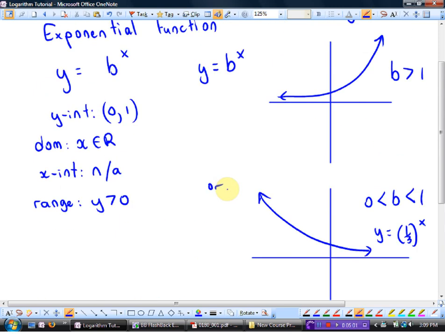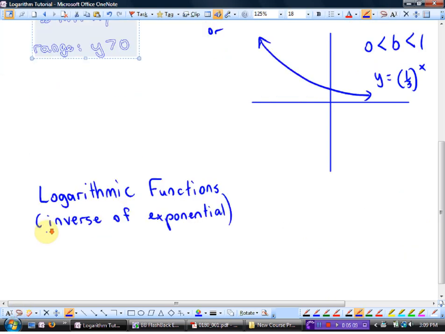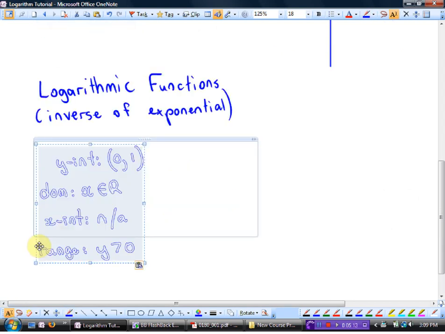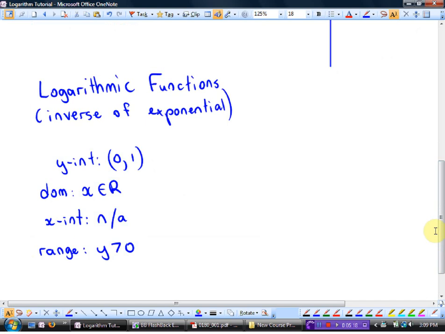Watch. Remember all the stuff that I wrote for the exponential? Copy. Paste. Now that's for an exponential. We're going to switch the x's and y's around. Right? Domain? Nuh-uh. No y-intercept. Not range. Domain. x is greater than 0. Have I made a mistake yet? Whew.